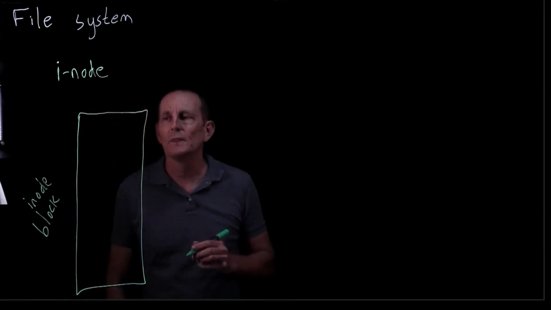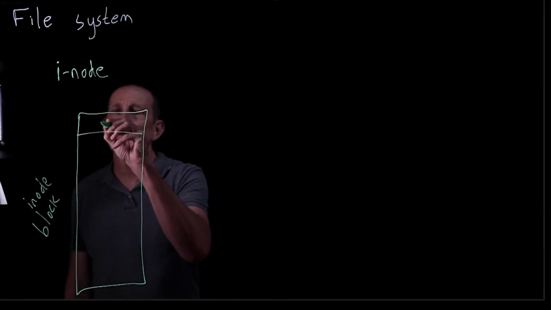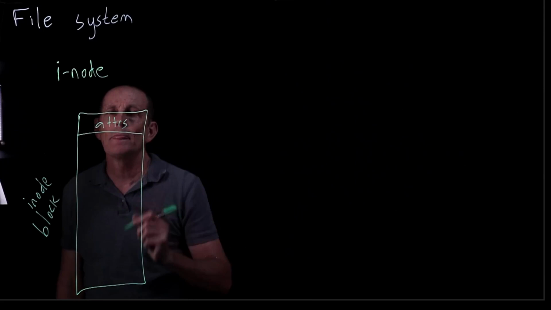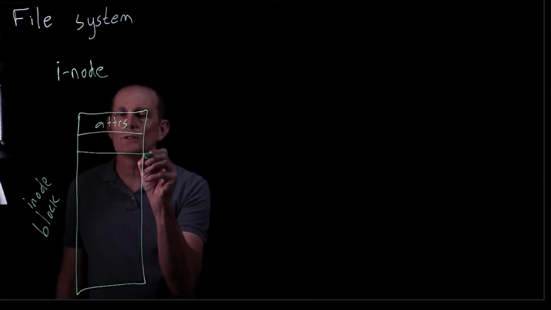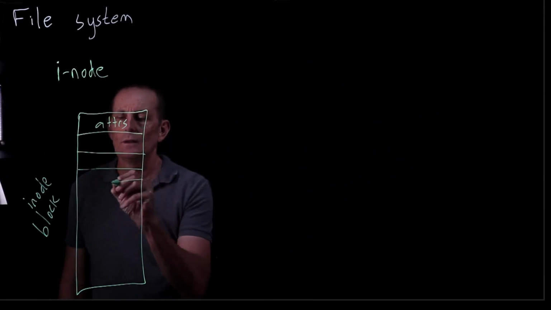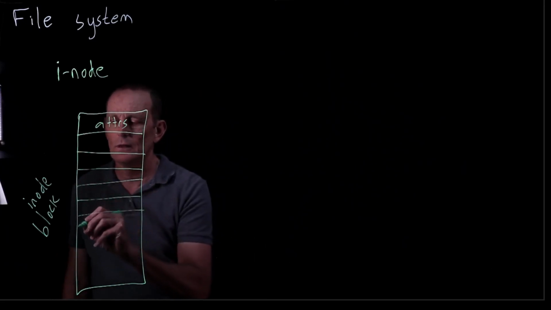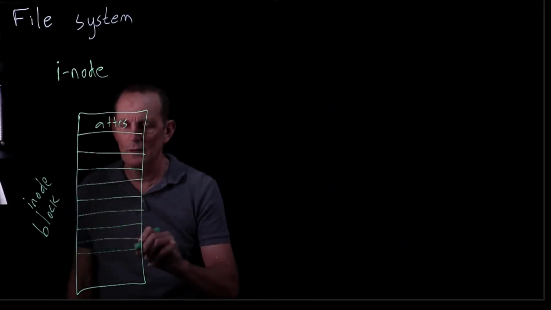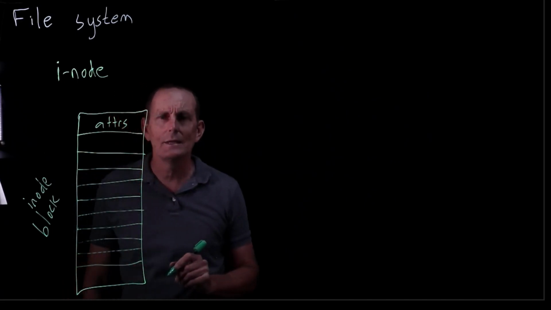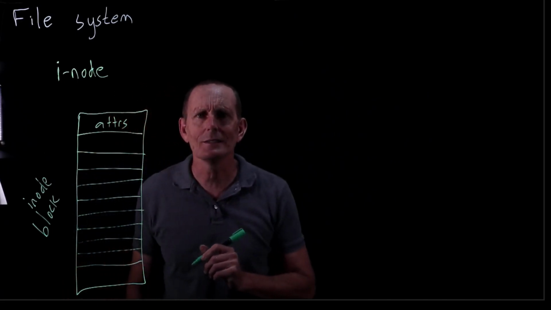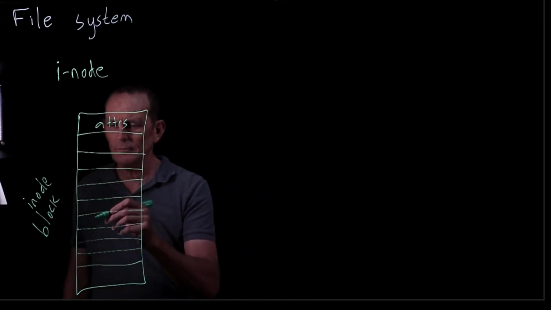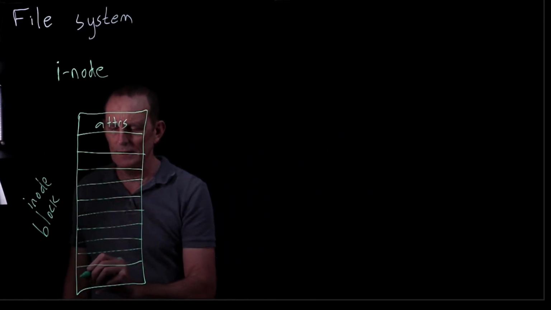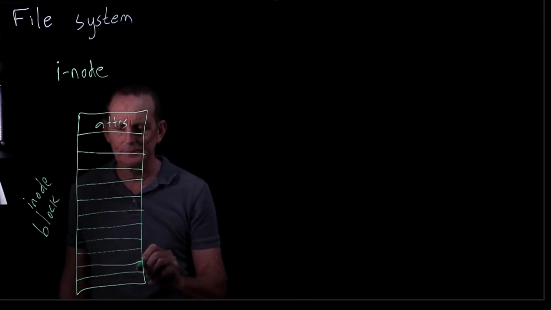This is the inode block. We're going to have some attributes in it, and then we're going to have a sequence of block numbers. And how many do we have? I think it's 10. That's 10 here. Let's just make it 11 for good measure.